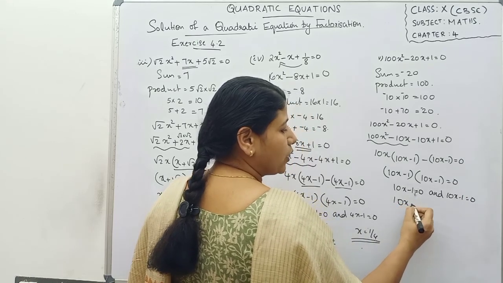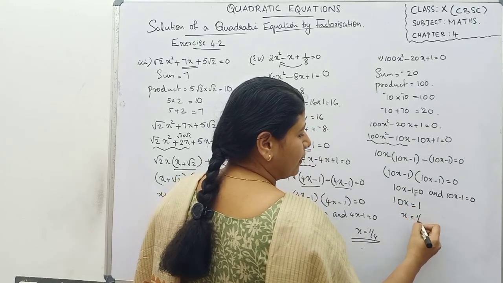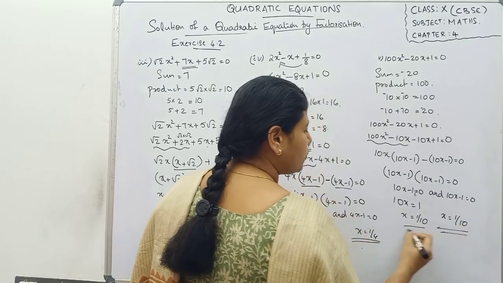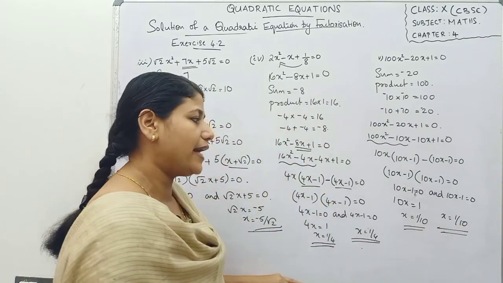So 10x equal to 1 and x equal to 1 by 10. Here also you are getting 1 by 10. So your solutions are 1 by 10 and 1 by 10.